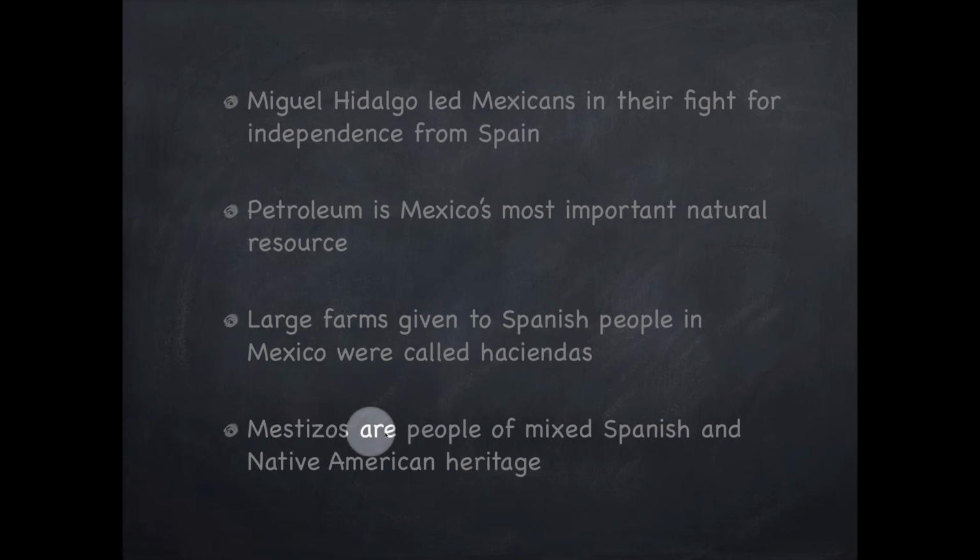Mestizos, that's the word that we use for people that are of mixed Spanish and Native American heritage. Again, Mexico is almost a perfect blend of Spanish and Native American traditions, cultures. When you look at food, when you look at music, you look at dance, the language. Even though they speak Spanish in Mexico, there's lots of blendings of words from the Native Americans as well. Lots of the places in Mexico have Spanish names, but other places have Native American names.